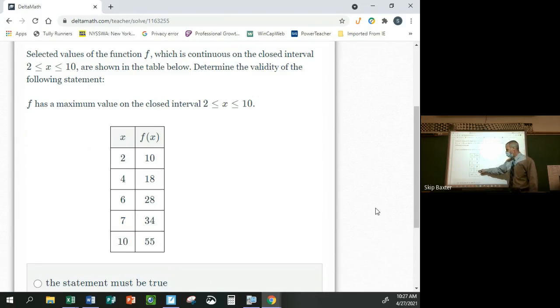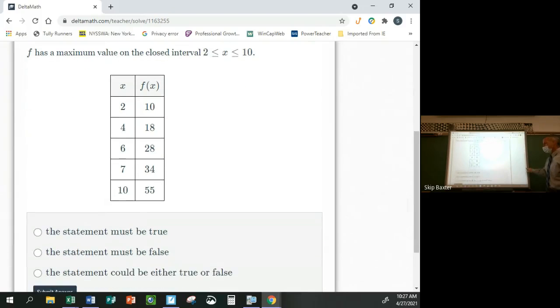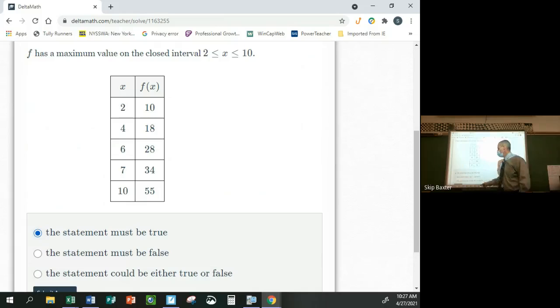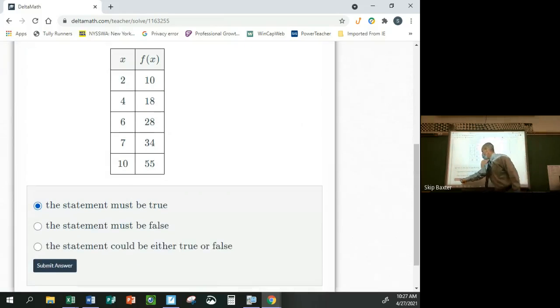Maybe it goes up between here and here. Maybe it goes up to 56 and then comes down to 55. So we don't know exactly what that max is, but we know there is a max. That's what the extreme value theorem says. So this statement definitely has to be true. Okay?